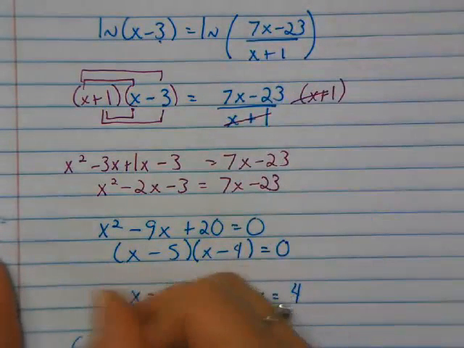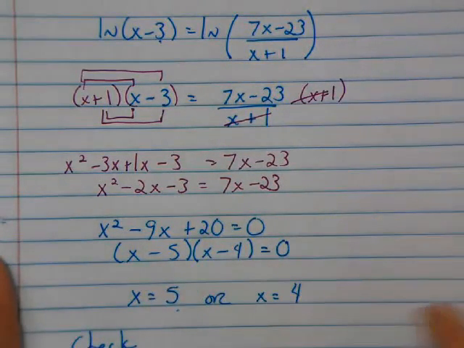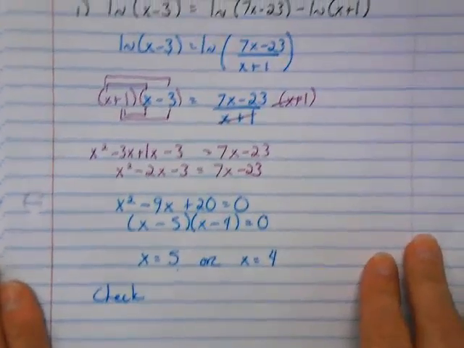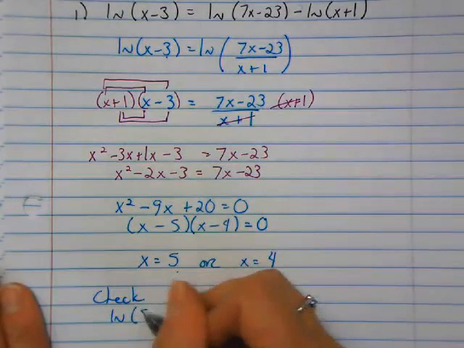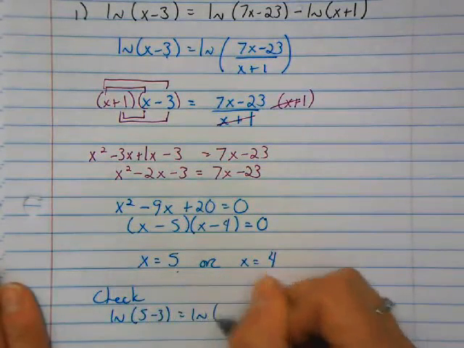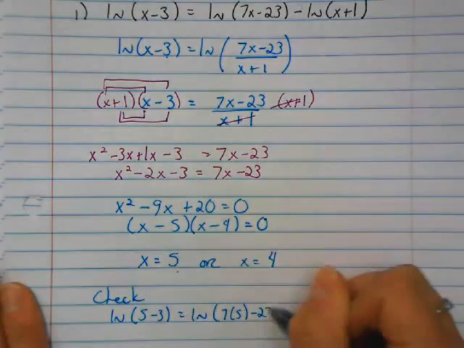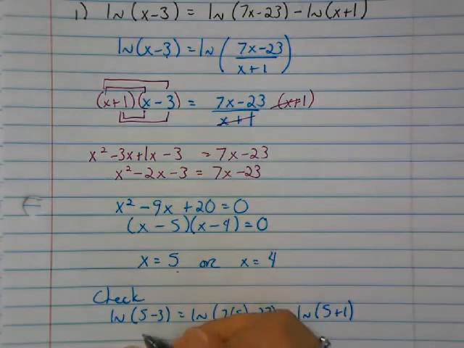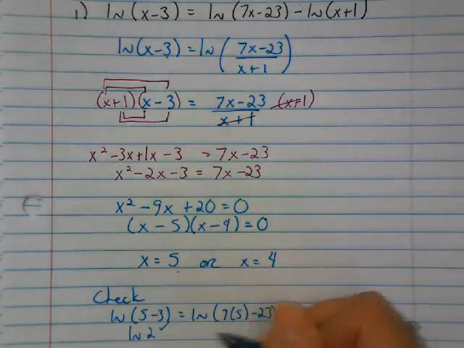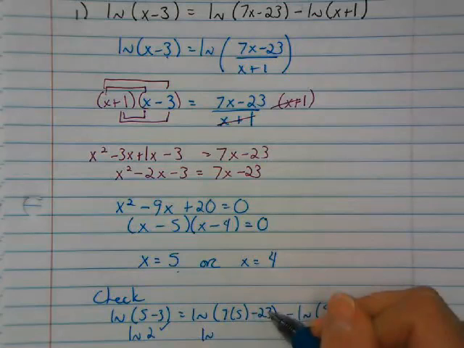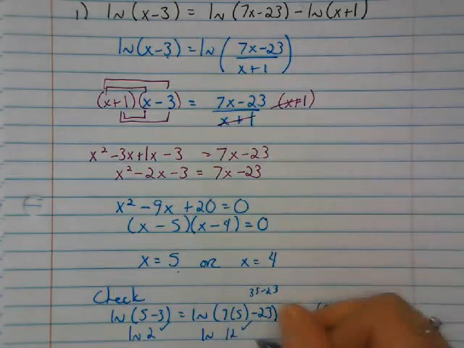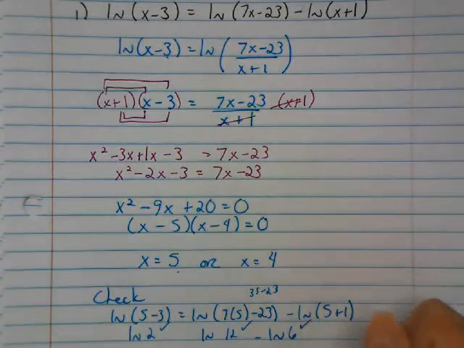Alright, so I take the natural log of 5 minus 3, the natural log of 7 times 5 minus 23, and the natural log of 5 plus 1. And all I want to make sure is, are these positive? Are they 0 or above? This would be the natural log of 2, yep. This is the natural log of, let's see, 35 minus 23 is 12, yep, that's good. And this is the natural log of 6, so it's good. So that means 5 works. Now we need to check 4. So go back in and check 4 in all of them and see if it indeed works.